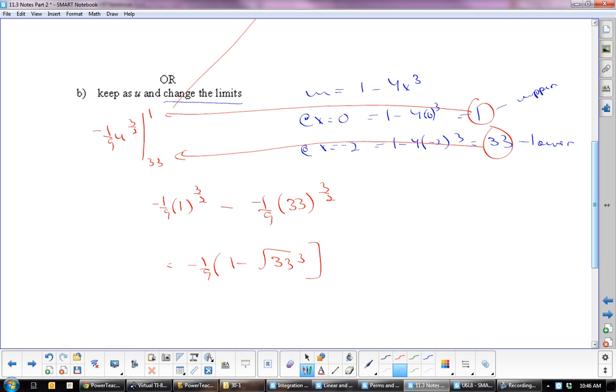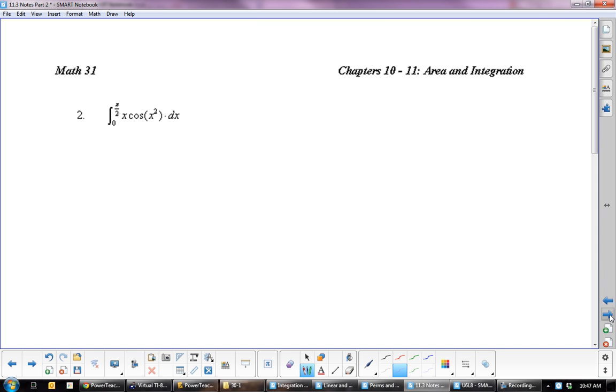So is one better than the other, more preferable? Whatever you like. It's just to know the two ways exist, so when you're seeing this next year, you can keep the u in there and make new upper and lower limits by putting it into what u equals. Okay, so we're just going to do one more example of doing it two ways, and that's a wrap.